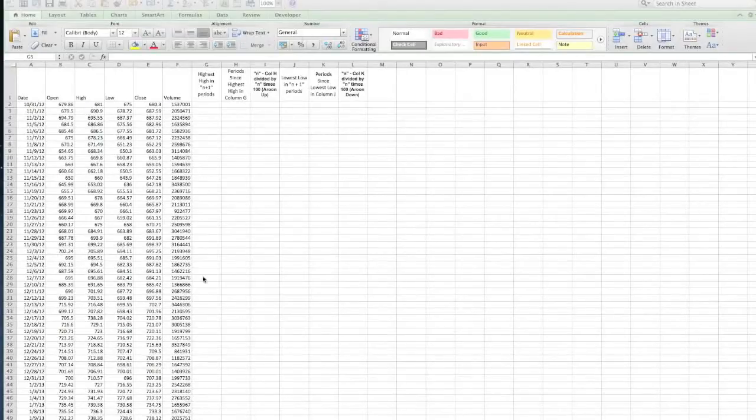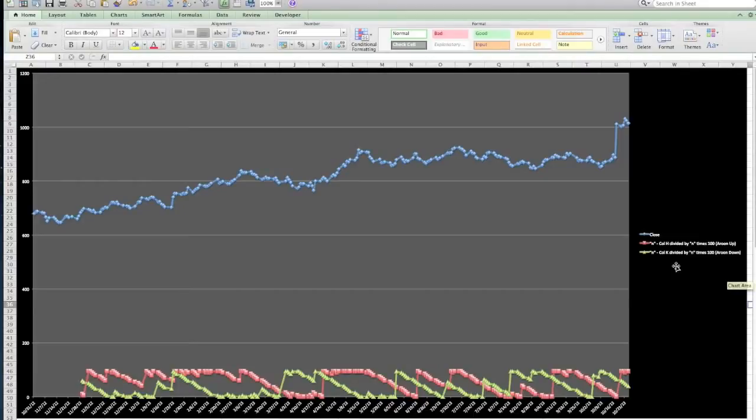This is how to calculate Aroon, the Aroon indicator. So I have Aroon plotted here. This is Google, and it's a pretty useful indicator. It's composed of two lines: the red one is the Aroon up, and this green one is the Aroon down.